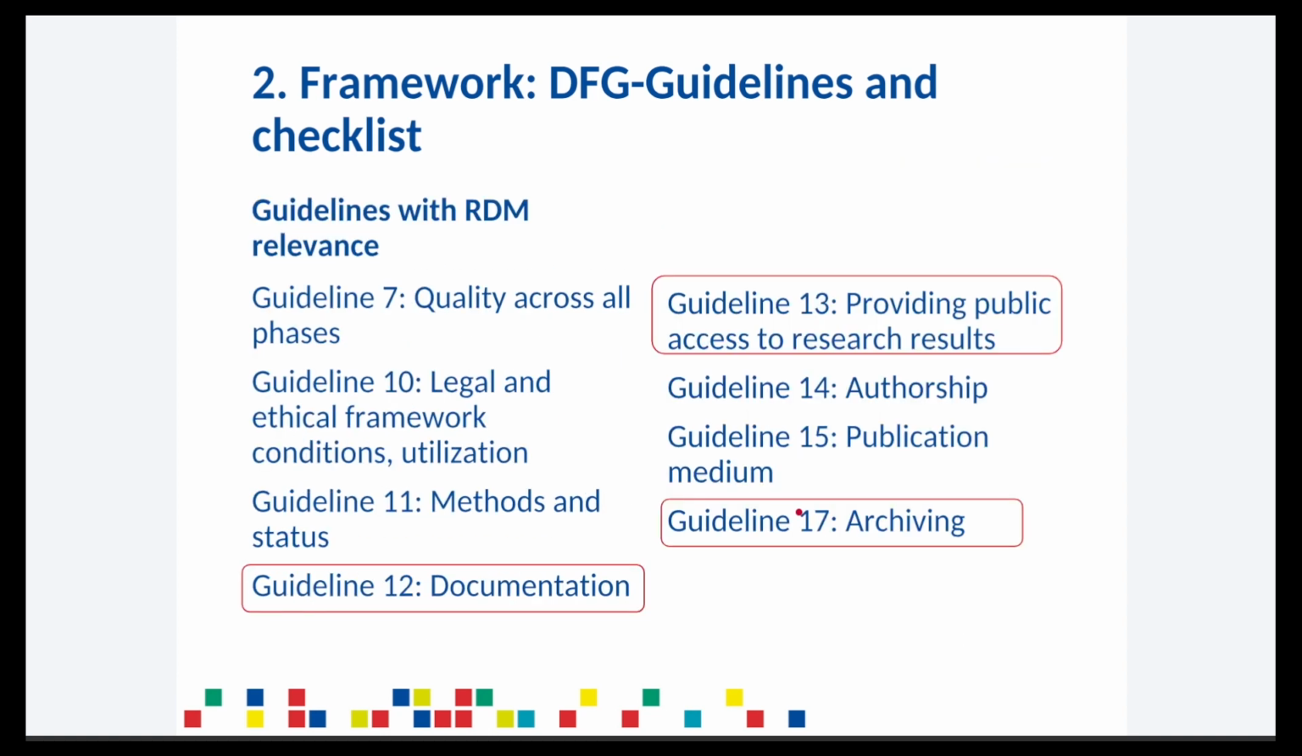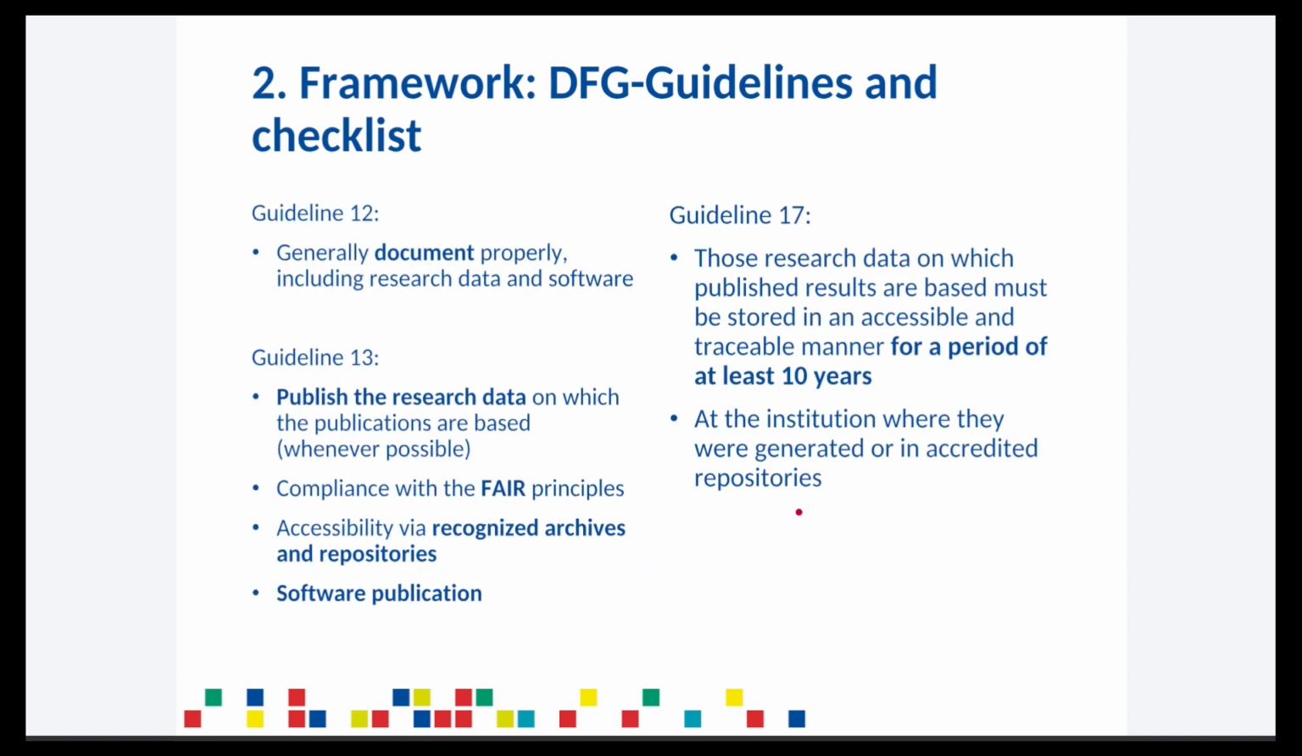So these are guidelines mentioning research data management or addressing research data management in one or the other way. And I will just give you a very brief look at 3 of them, which to us are most important, which is guideline 12 on documentation, guideline 13 on providing public access to research results, and guideline 17 on archiving. And guideline 12 says more or less what you should do is generally document your research process properly, including what you're doing on research data, what kind of research data you're obtaining or processing, and also the software you use, either you develop or you use for processing your research data.